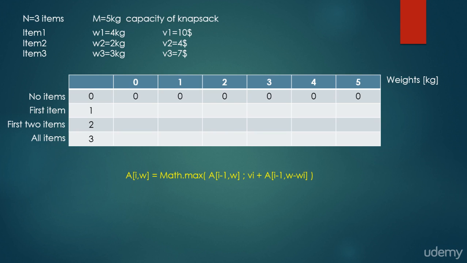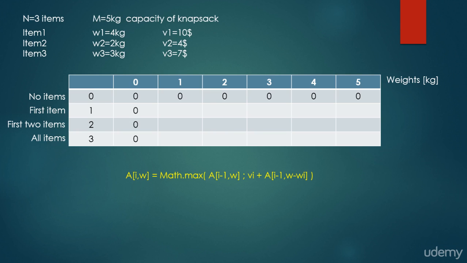So let's get started. We have to update the table, so if we have no items, of course we have to fill it with zeros. And of course, if the weight we can carry is zero, we cannot take any items because all the items have greater weight than 0. So the first row with index 0 and the first column with index 0 are going to be zero.